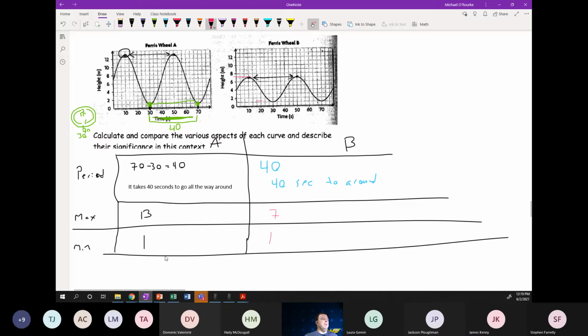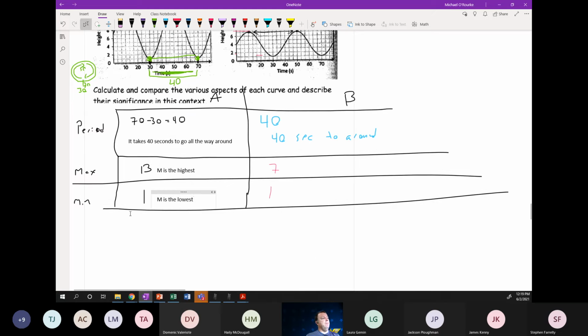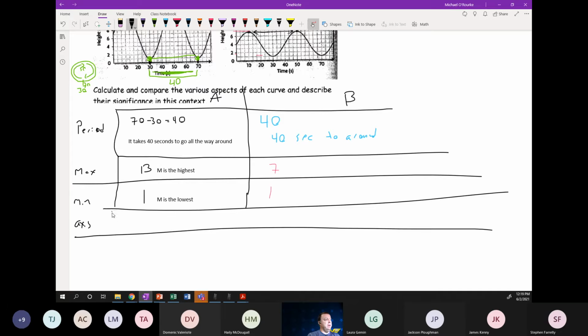Now, in context, that would be 13 meters is the highest, and 1 meter lowest. Okay. Now, if we keep going on here, we could talk about axis of a curve, and we could talk about the amplitude, right?